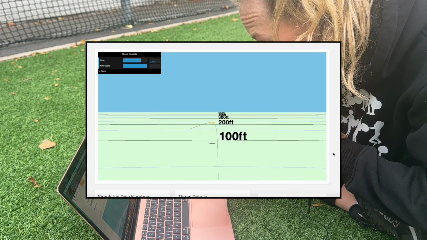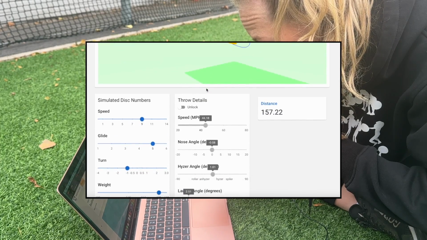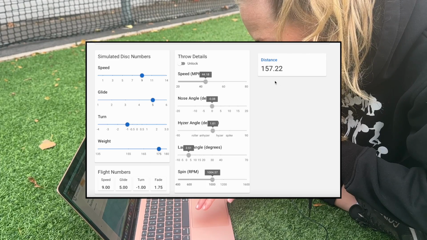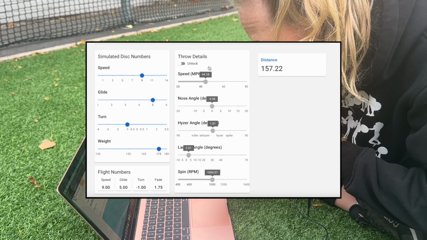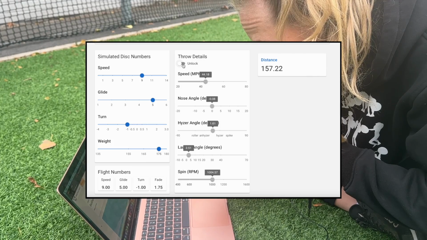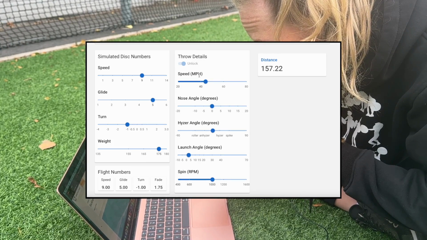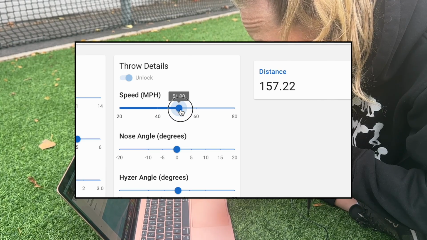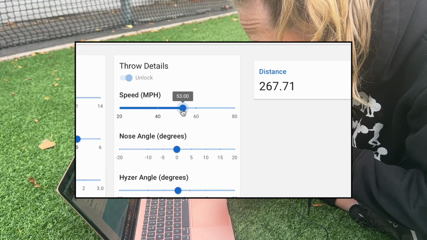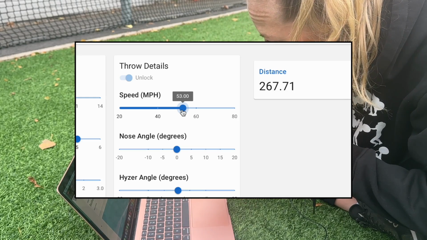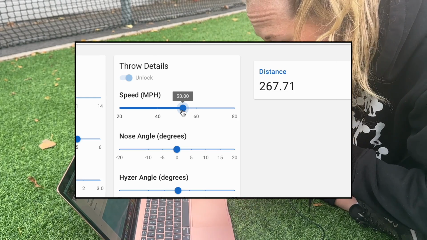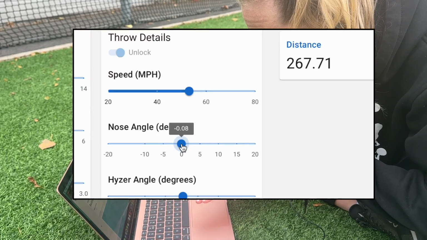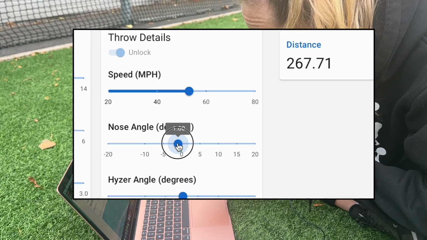And here you can see my shot, which is 157.22 feet. And the only reason for that is my speed. So my speed is super slow. It was at 44. Normally, I'm somewhere right above 50. I did some shots in the States before I got back to Norway, and I'm around 53. So my distance would have been 267-ish.